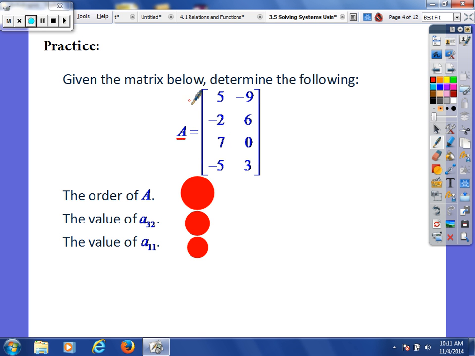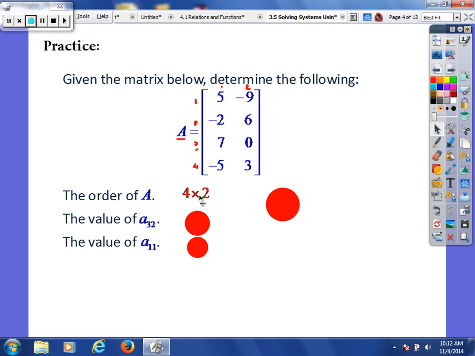So how many rows do we have? 1, 2, 3, 4 is how many rows we have, and how many columns? Well, 1, 2. Remember, columns go up and down, rows go left and right. So this is a 4 by 2 matrix. That's what we would name A, and then 4 by 2. A lot of times you'll see it written down like this, A with a subscript of 4 by 2. But that's its order.